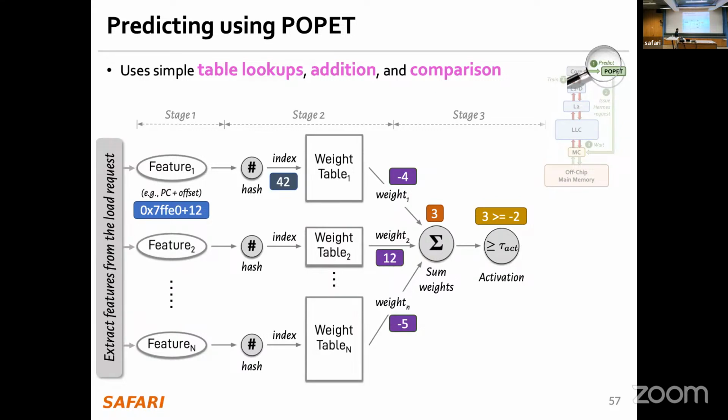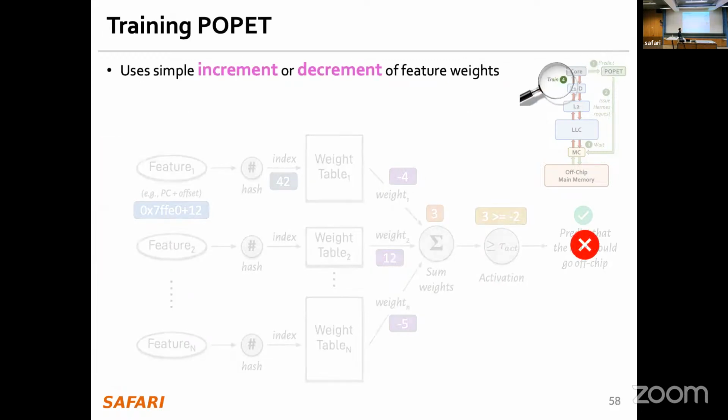Okay, so now let me give you an example of how we train this predictor. That would make this technique a bit clearer to you. Let's take this example into consideration, right? You have 4, 12 and -5, and that gets summed up to 3. 3 is higher than -2, the activation threshold. So you are going to predict that the load would go off chip. Now let's say that in reality, the load didn't go off chip. That means we have made a wrong prediction, so we have to fix our weights in some way.